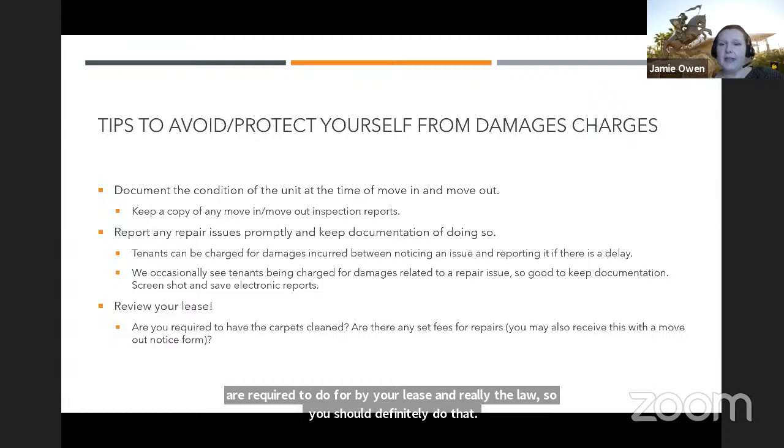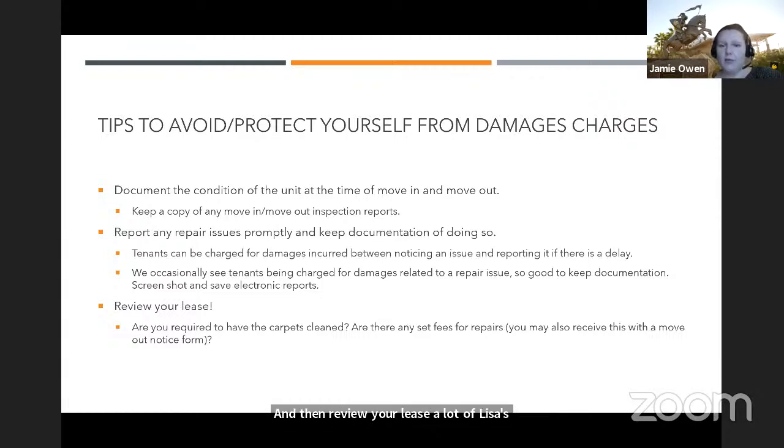And then review your lease. A lot of leases sometimes require you to get the carpets professionally cleaned before you move out, and you'll need to provide proof of that or they'll hit you with it. And then, like Michelle was talking about earlier, there can be some set fees for repairs that you've agreed to. If you take a look at those, you might think that they're kind of excessive for what they are. But if you've agreed to them, that might be what you're stuck with.